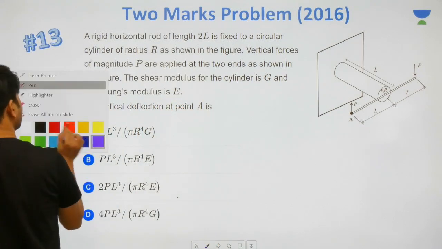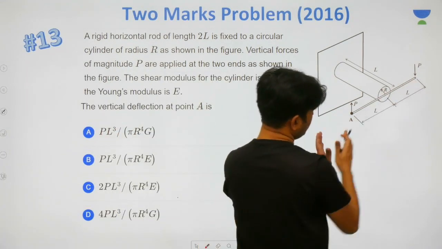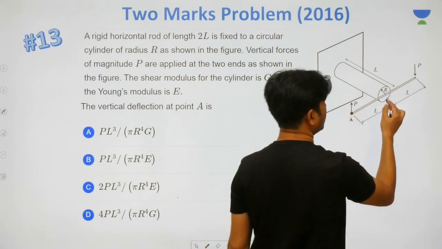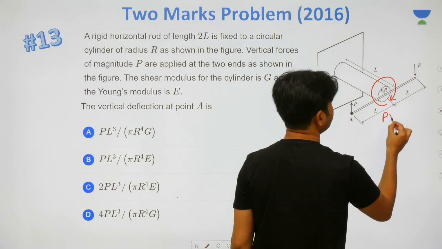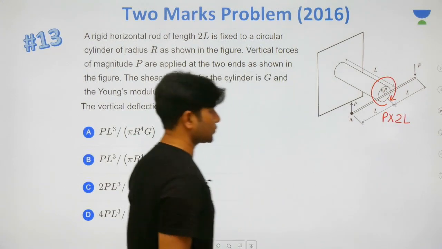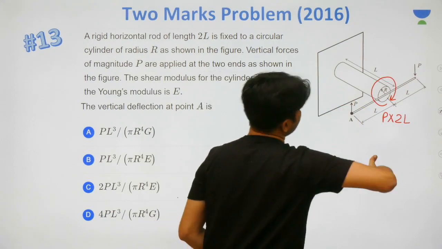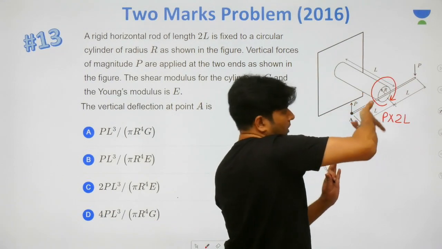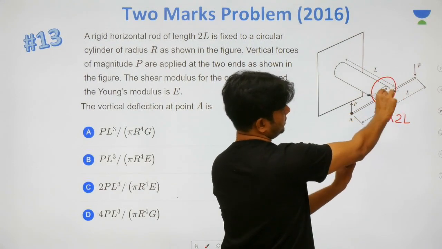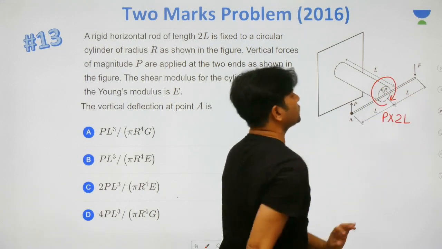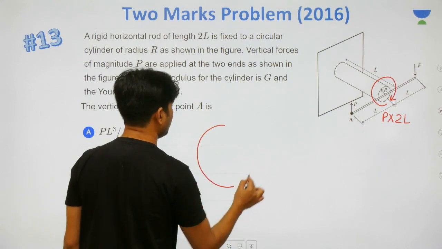Because of this, the shaft will start experiencing some twisting moment. P and P are separated by a distance 2L. So the shaft will experience the twisting moment P into 2L. And because of that twisting moment, the shaft is going to have some angle of twist at the end. If the shaft is going to have some angle of twist at the end, the lever will have no choice but to move up and down.